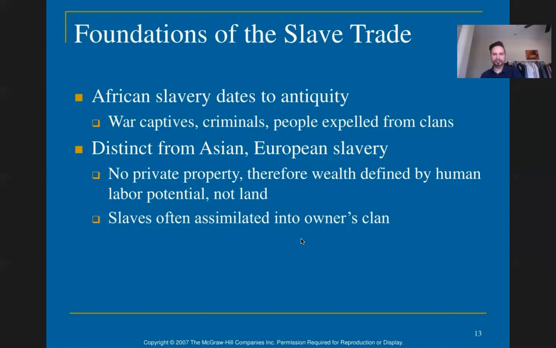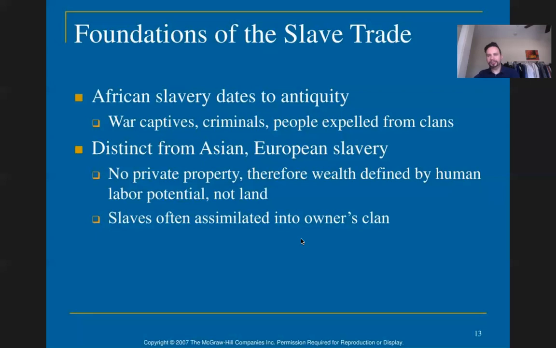African slavery dates to antiquity. There have always been slaves. Typically, the Africans would enslave other Africans when they went to war. They would take captives and enslave them. They would also make criminals do forced labor, so they would enslave criminals. And anybody who was expelled from a clan was oftentimes put in chains and was a slave.